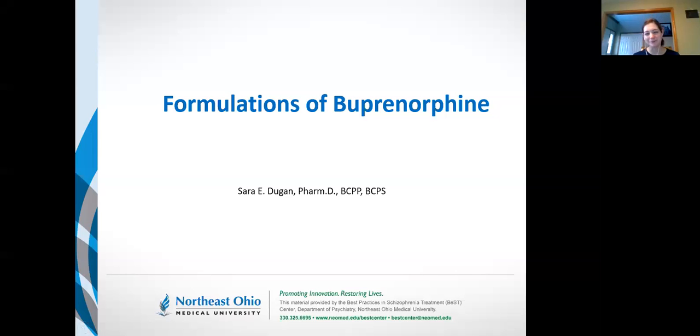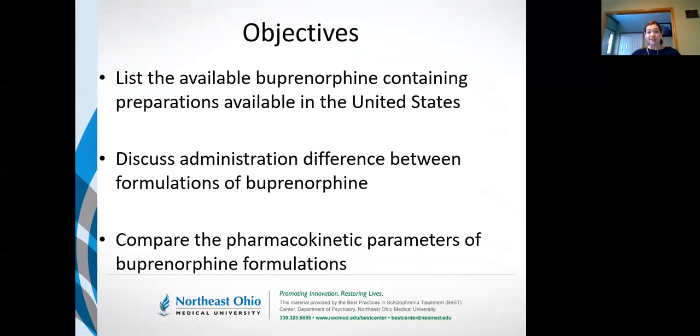Alrighty, so we are in our rotation of the 8 topics for the Mentor Echo. So this is the Formulations of Buprenorphine week. Some of you have seen this in the past. Objective-wise, we're looking at the available buprenorphine-containing preparations, administration differences, because they are a little bit different than our traditional dosage forms, and then looking at some of the pharmacokinetic differences.